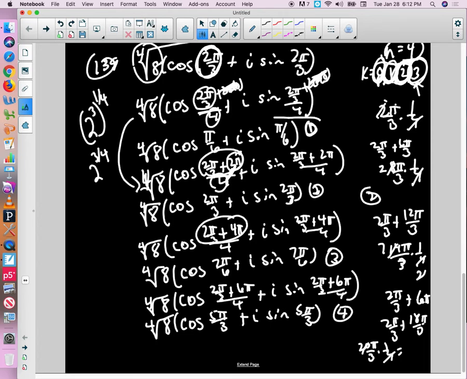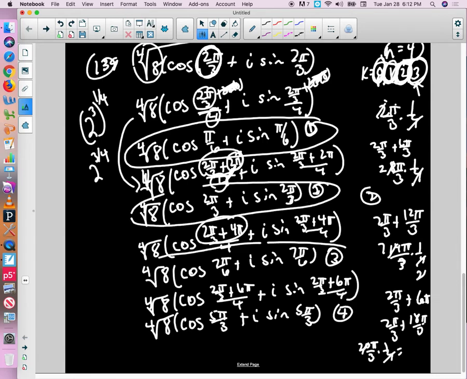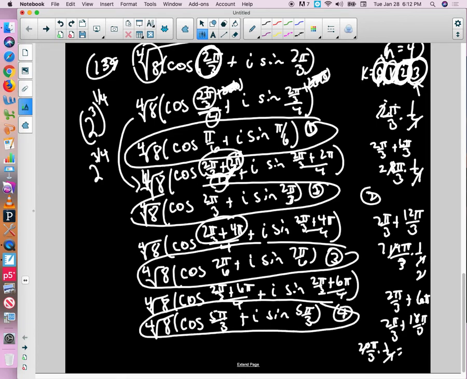Alright, so here's my answers. The fourth root of 8. That's one number that works. This is another number that works. This is another number that works. And this is another number that works. Let's see, what number was that? 139. Okay, which is exactly what they have in the back.